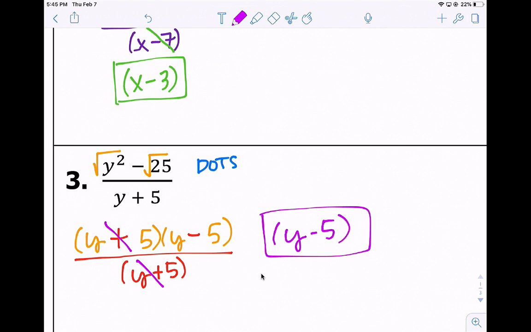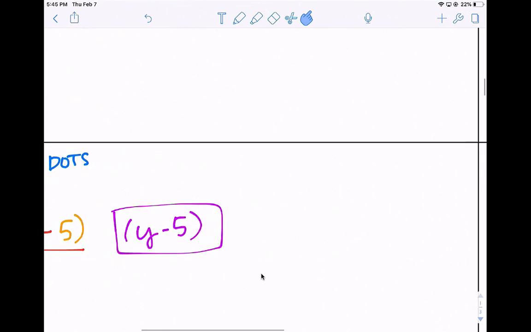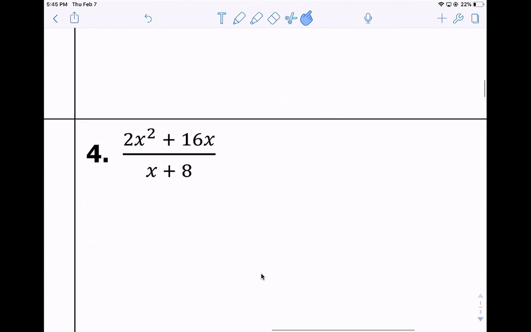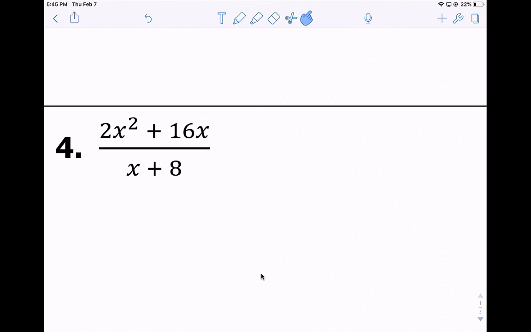Okay, let's look at then number 4. So number 4, I have 2x squared plus 16x. So this also looks a little different. So I would first look, is it a difference of two squares? Well, I automatically know it's not because this is not a difference and 2 is not a perfect square. So no. How about we look for a greatest common factor?